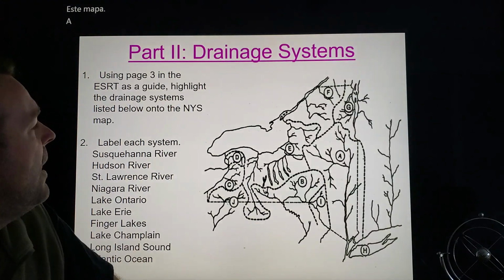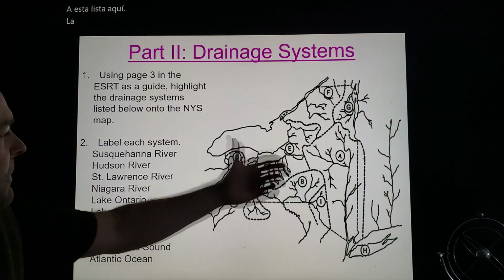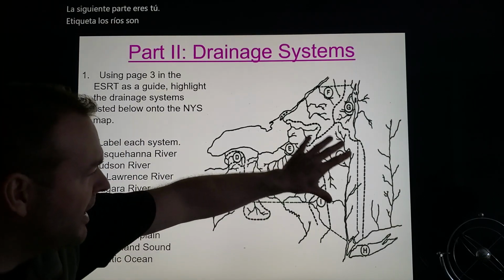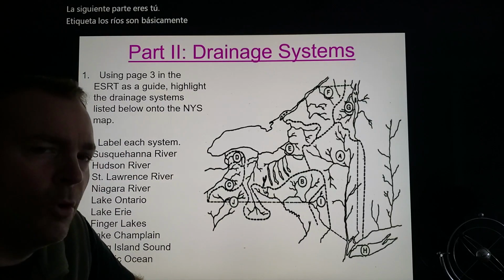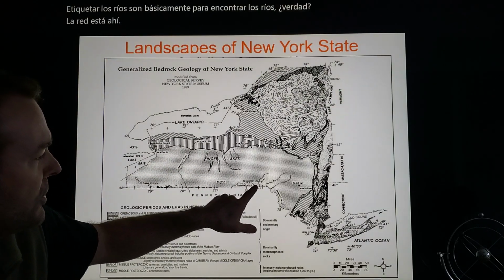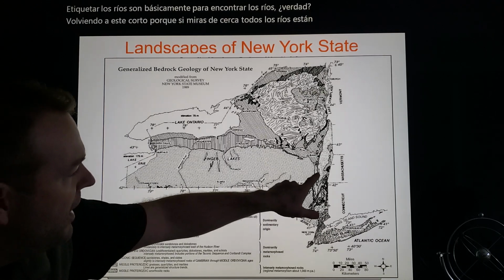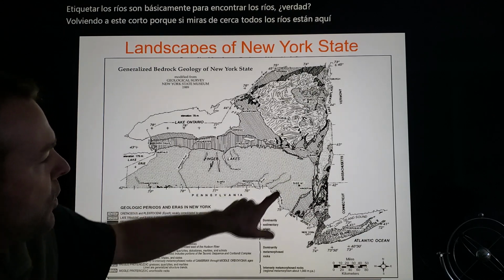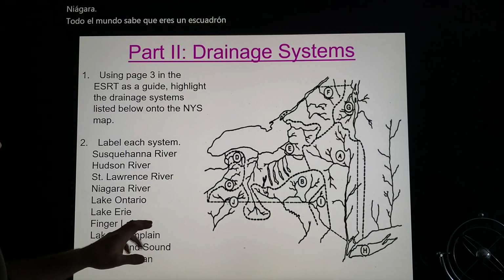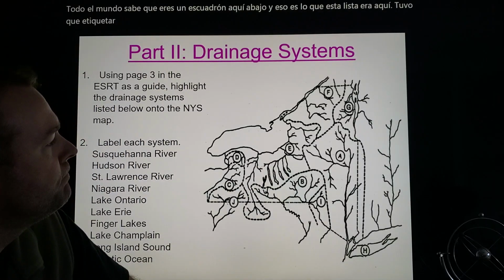Okay? For the next part, it asked you to label the rivers and basically to find the rivers, right? What kind of intricate network going on there? Well, just simply go back to this chart, because if you look closely, all the rivers are here, right? There's your Niagara River, the Hudson everybody knows, your Susquehanna down here, and that's what this list was here. So you had to label the different rivers that you found on the map.